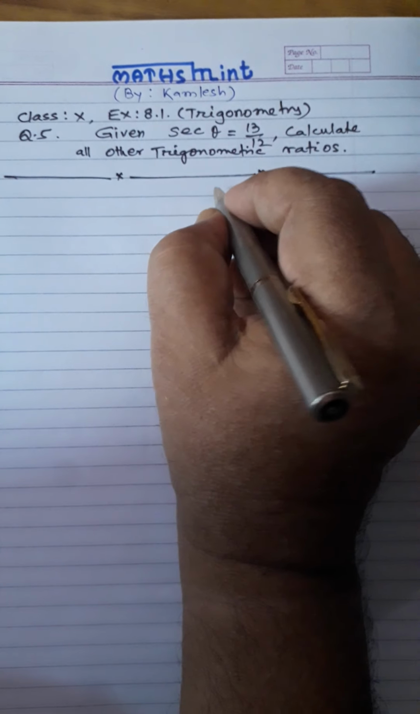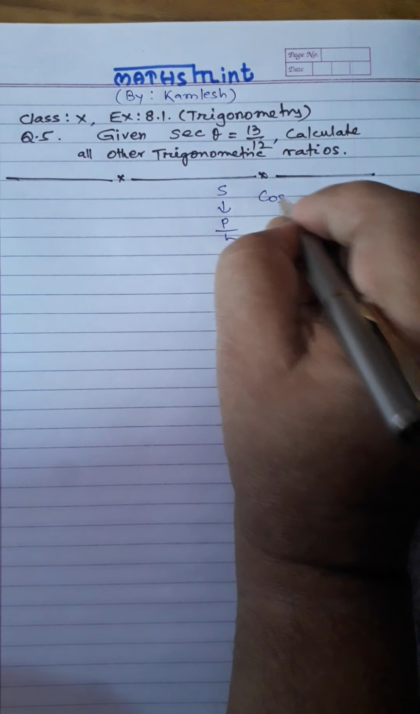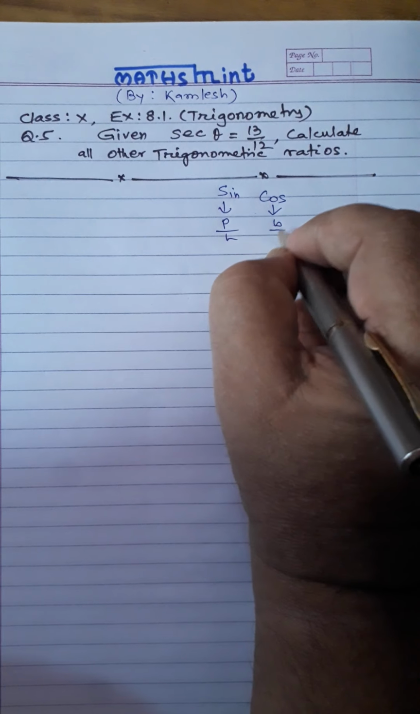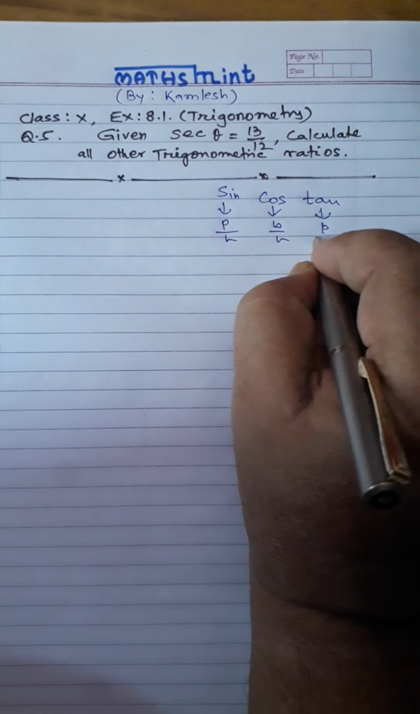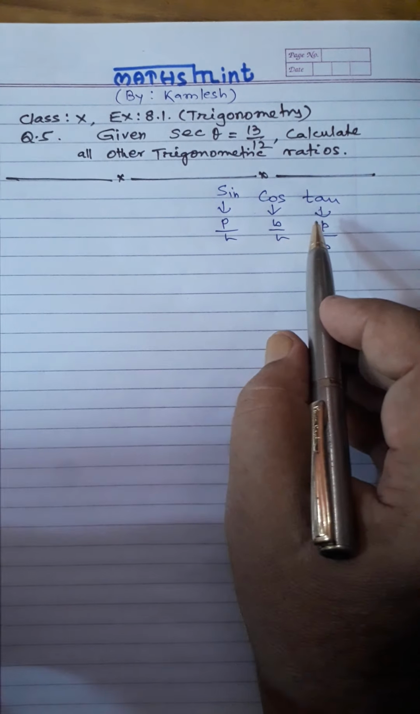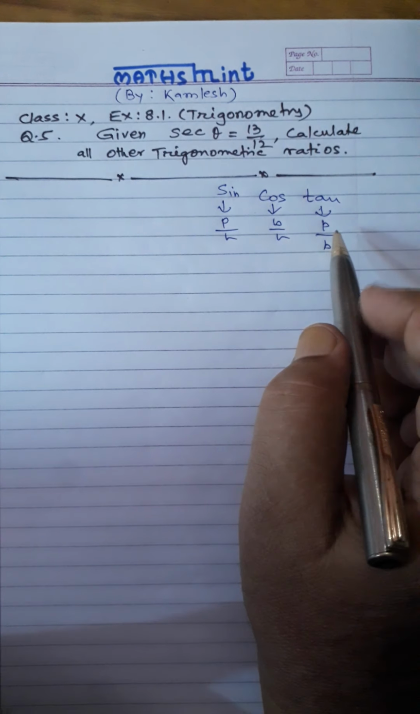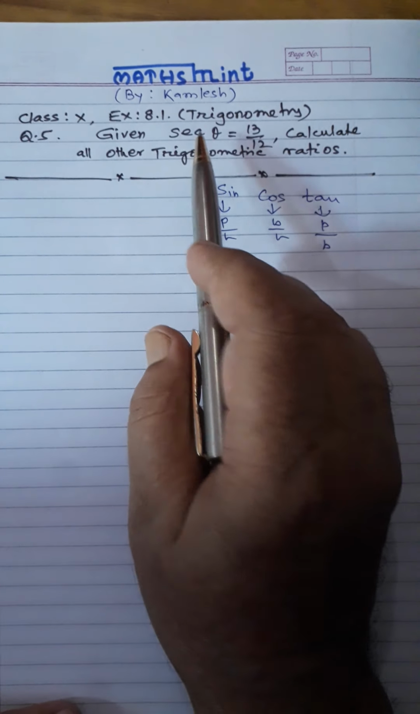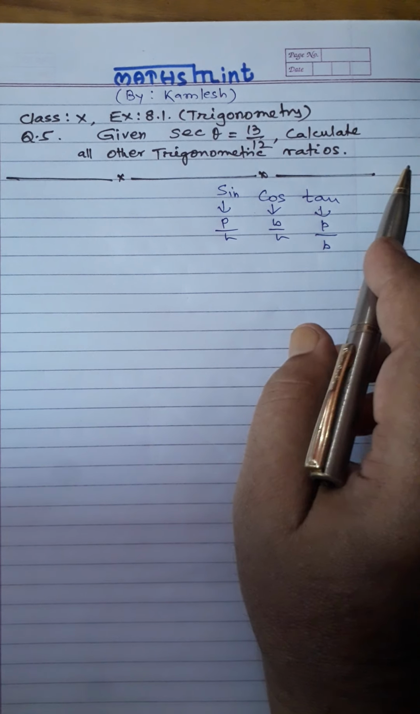We know that sine is equal to p by h, cos is equal to b by h, tan equal to P by B, and these are three trigonometric ratios, and three more trigonometric ratios are the opposites of these. So altogether six trigonometric ratios are there. One ratio is given in the question, so we have to find the other ratios.